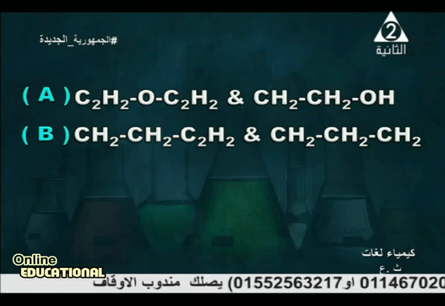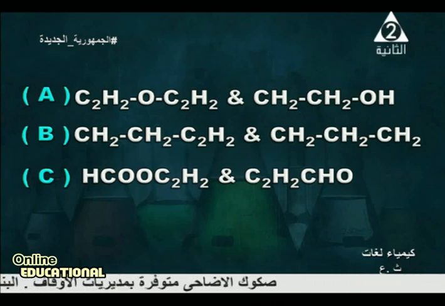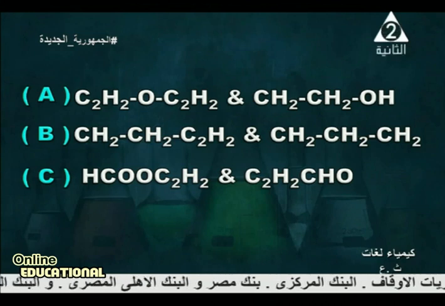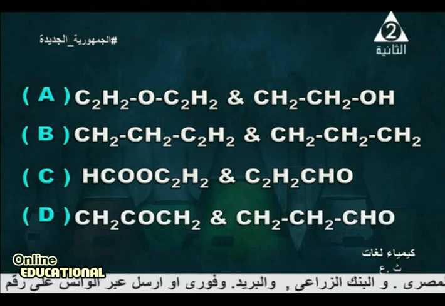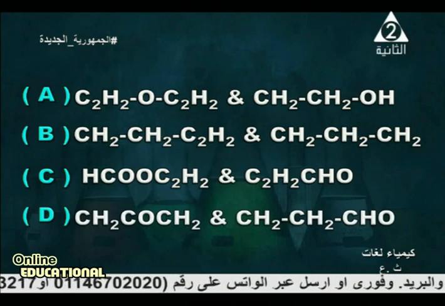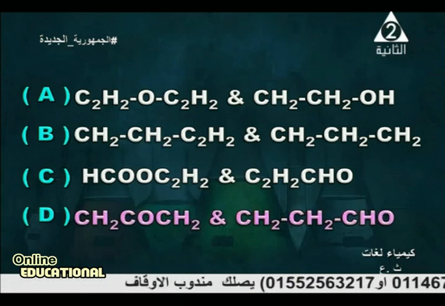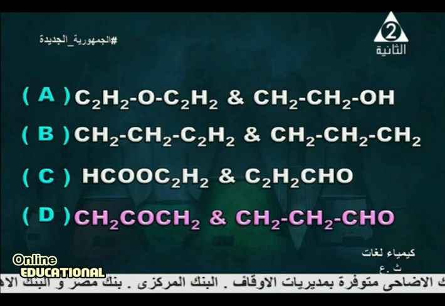Another question, when I say I have a group HCOO, C2H2 and C2H2CHO, or for the last one, when I say CH2CO, CH2, CH2, CH2, CHO. Now, the good answer, yes, the last one. You see, the number of carbon and hydrogen is equal for both compounds.